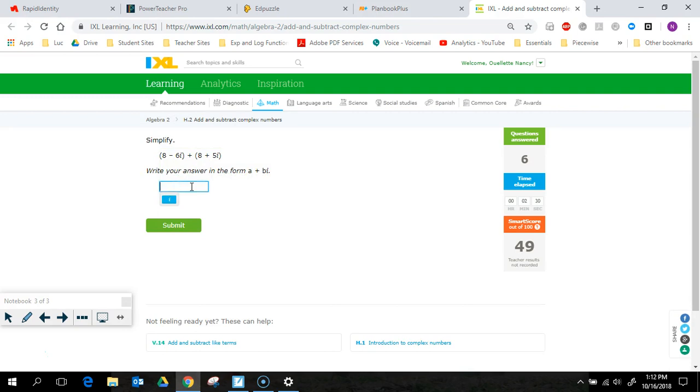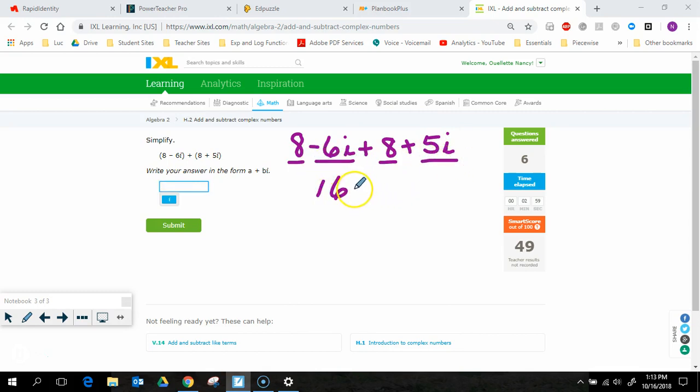Okay. These are two binomials, but again, they're just like polynomials that we've been adding and subtracting. Let me grab a pen. We don't really need those parentheses when we're adding and subtracting. We've got 8 minus 6i plus 8 plus 5i. So we can combine the two 8's and get 16. Combine the negative 6i and the positive 5i, and that is minus 1i, or just minus i.